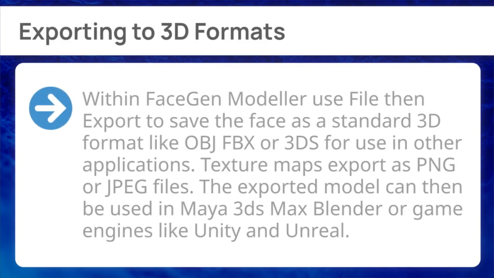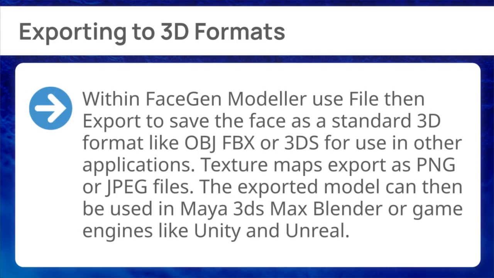Next, exporting to 3D formats. Within FaceGen Modeller, use File, then Export to save the face as a standard 3D format like OBJ, FBX or 3DS for use in other applications. Texture maps export as PNG or JPEG files. The exported model can then be used in Maya, 3ds Max, Blender, or game engines like Unity and Unreal.